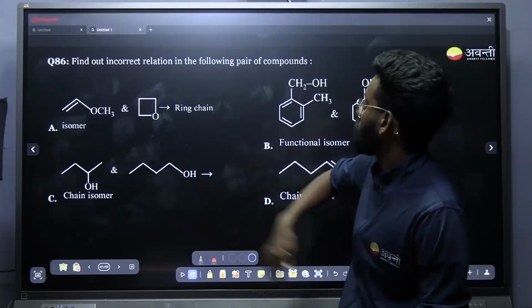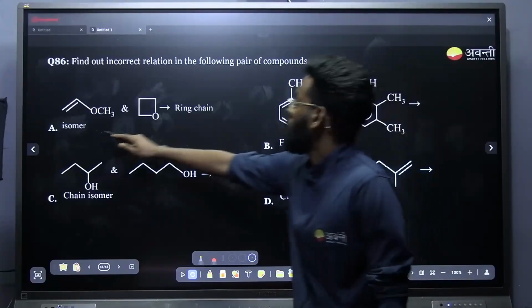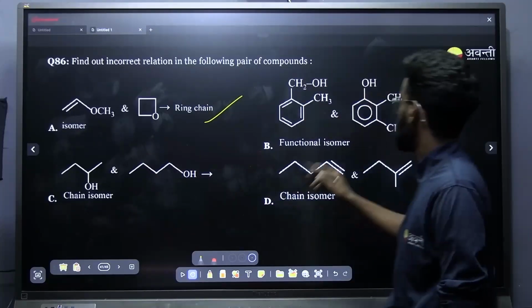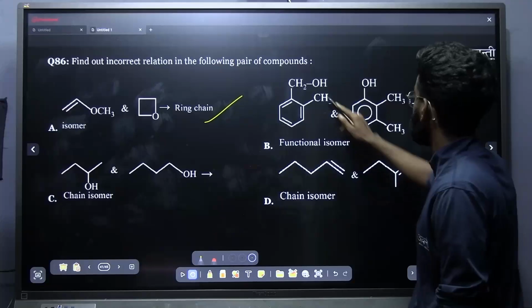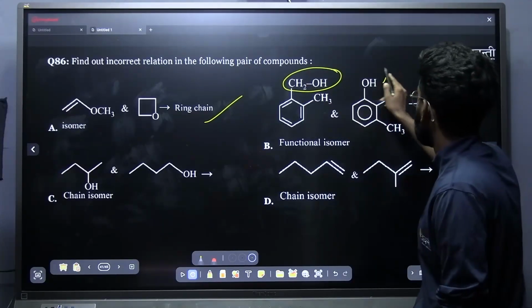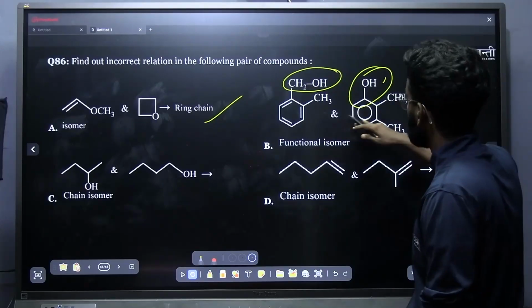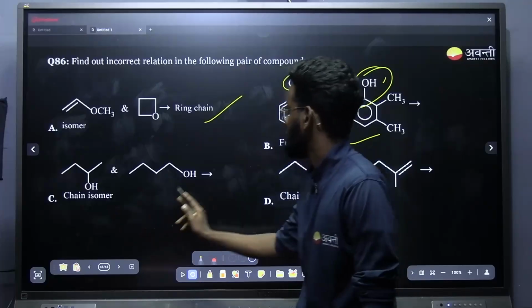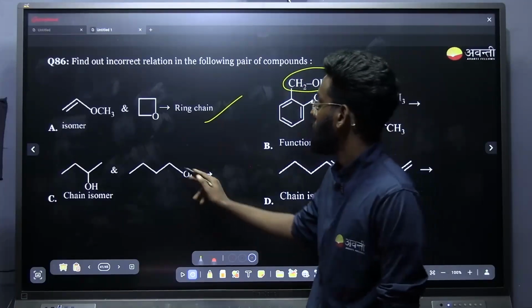Which of the following pairs of compounds are isomers? Okay. Isomers have the same molecular formula but different structure. These are ring isomers. Yeah, there is no doubt in that. And these two are functional isomers. What is this one? Alcohol. So alcohol and phenol, if they have the same molecular formula, will act as functional isomers. And this one, chain isomer. Chain isomer means they will be different in their parent chain.